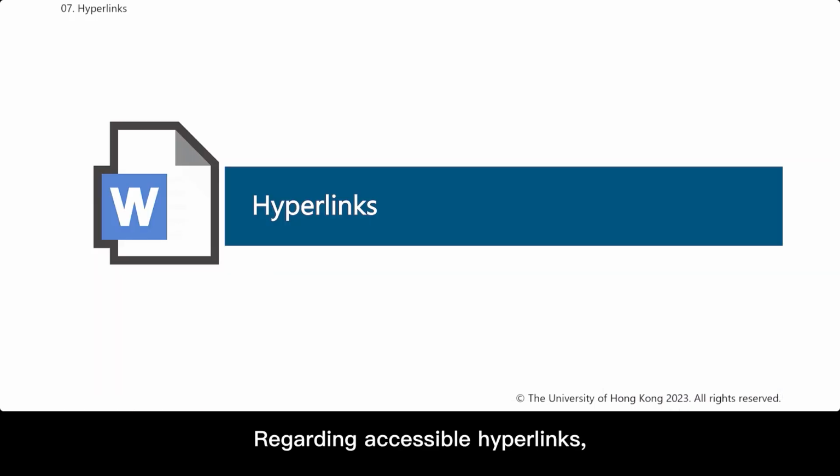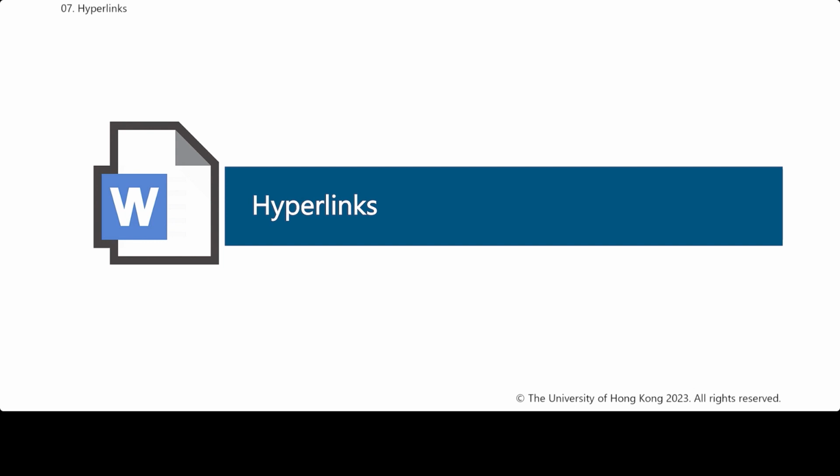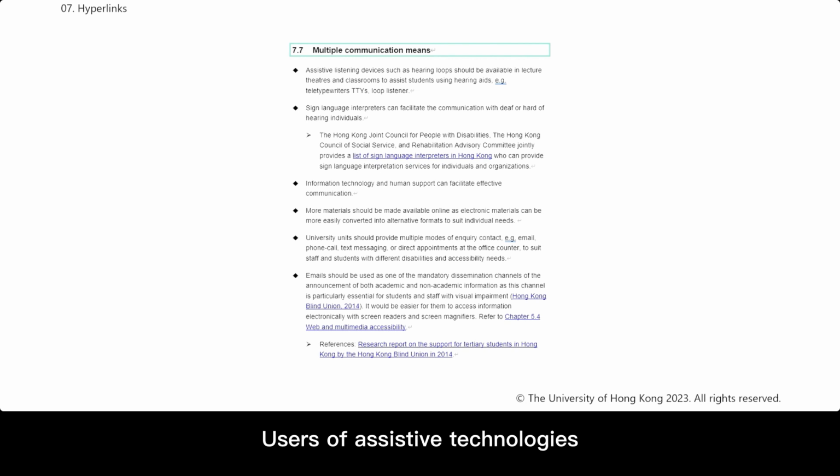Regarding accessible hyperlinks, we should use descriptive link text for hyperlinks. Users of assistive technologies, such as screen reader users, sometimes scan a list of all the hyperlinks in the document for effective navigation and understanding.